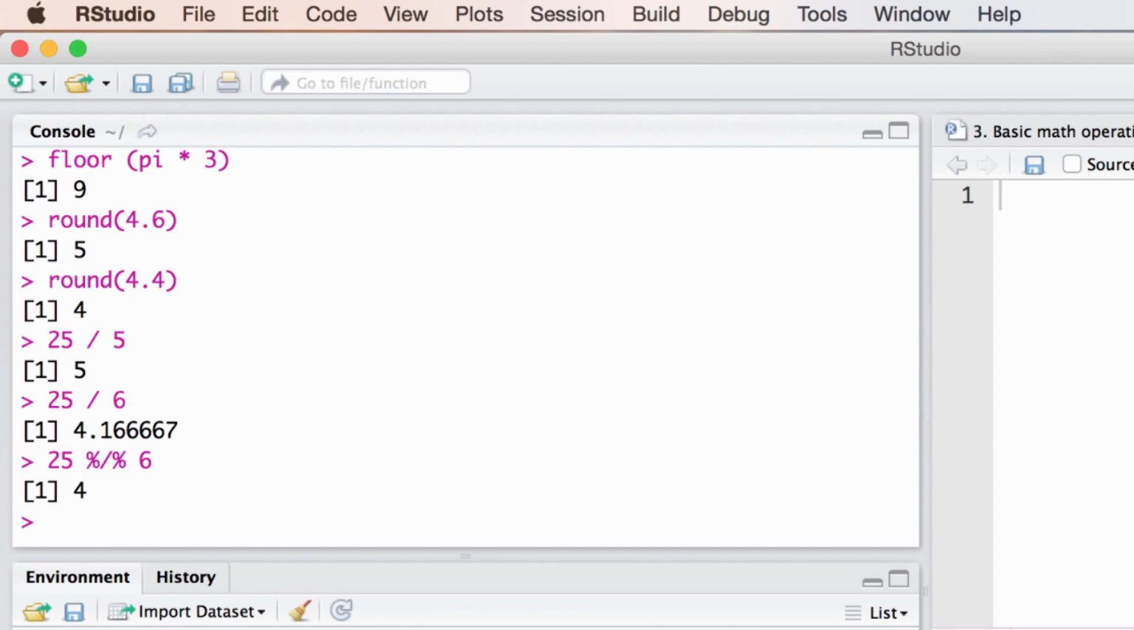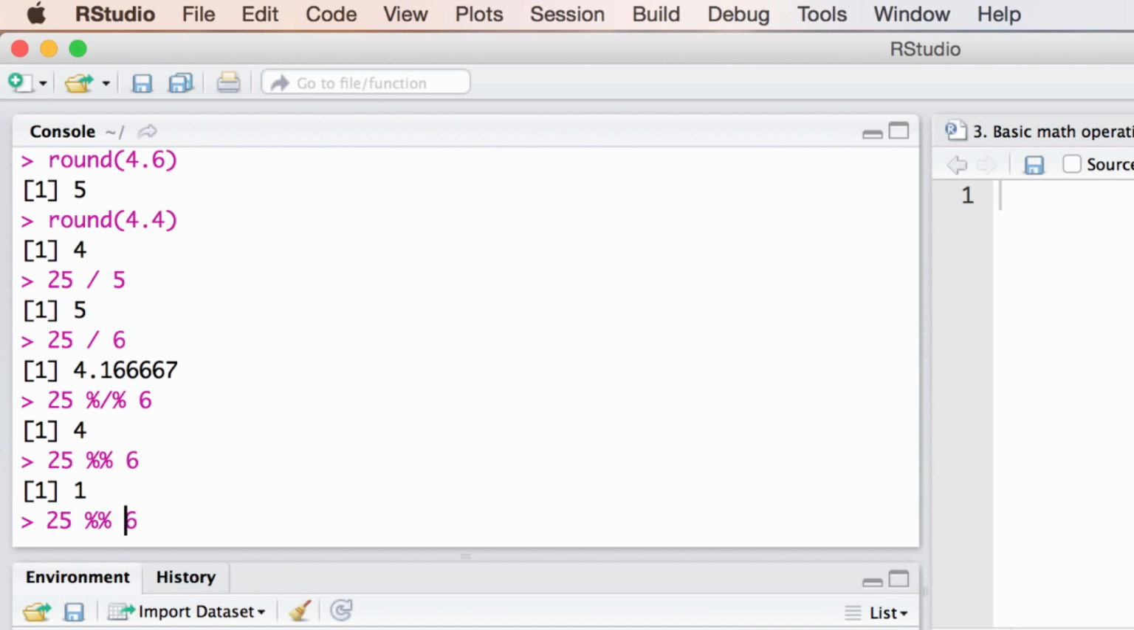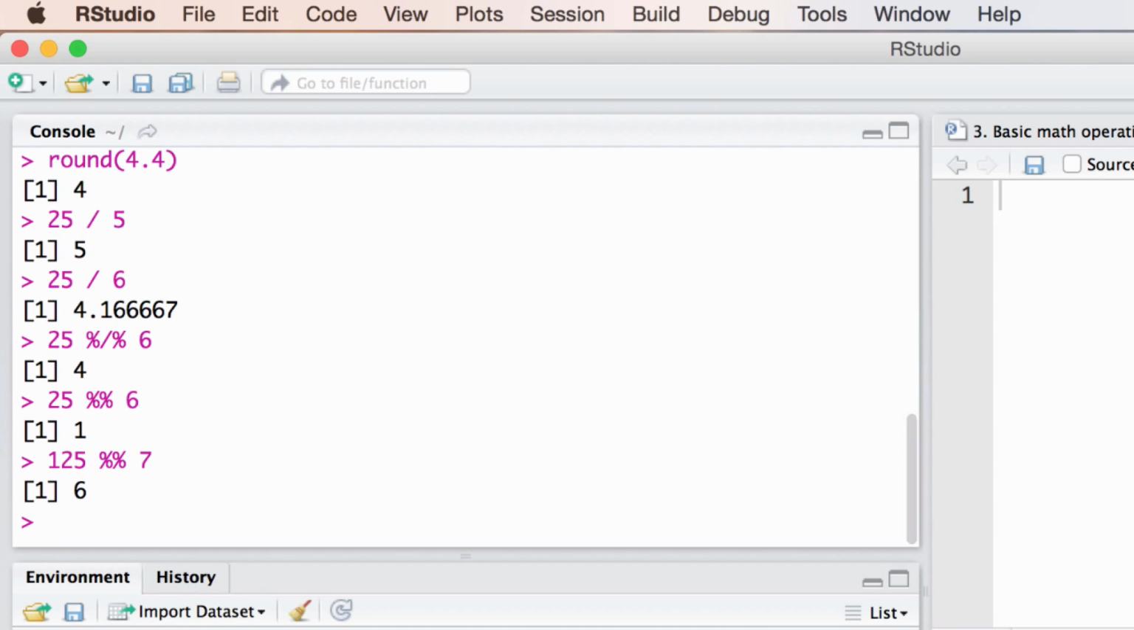But what if I want to get the quotient of this specific division? When 25 is divided by 6, it completes 4 cycles. That is the quotient part, right? So that is 4. Suppose I want to get the remainder, it would be 1, right? So using this specific operator, I can get the remainder. For example, if I divide 125 by 7, the remainder is 6. 9 by 4, 1.